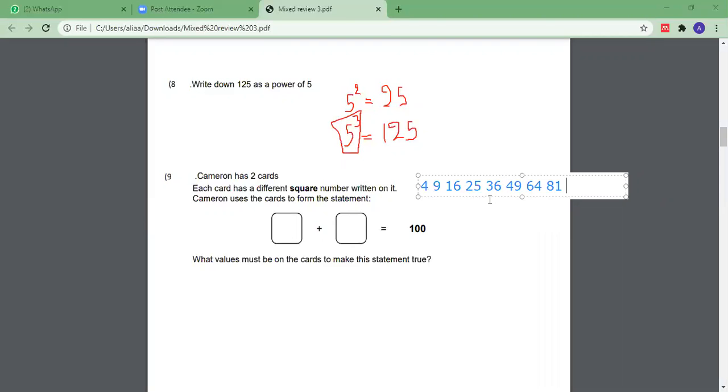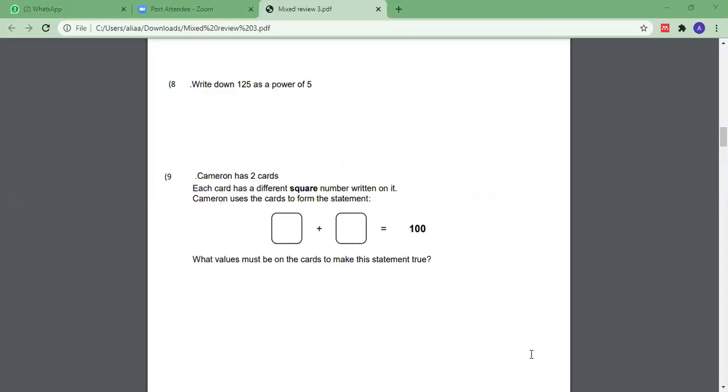Okay, let's see. I only need 2 numbers. 36 plus 64 will give me the total of 100. Okay, let's see the next question.